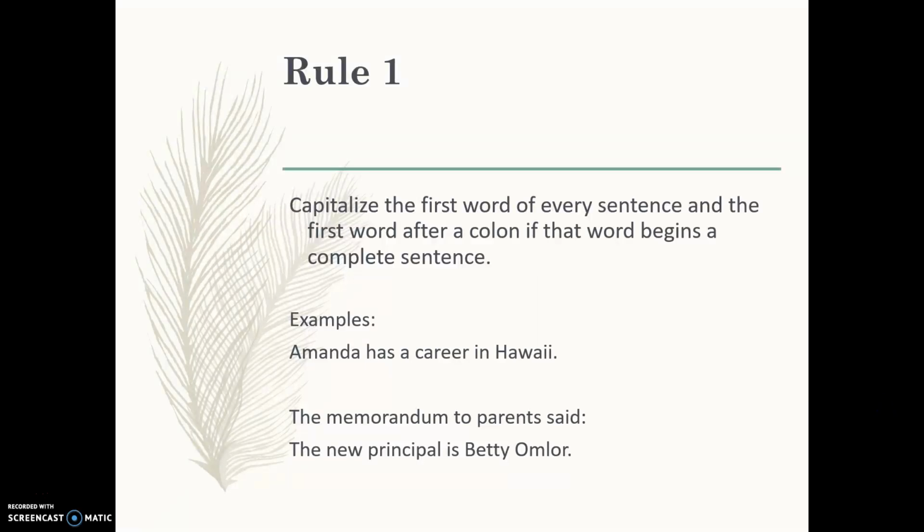Rule 1. Capitalize the first word of every sentence and the first word after a colon if that word begins a complete sentence. Examples. Amanda has a career in Hawaii. That's a complete sentence. The memorandum to parents said: The new principal is Betty Omler. Okay, after the colon, there is a complete sentence. The new principal is Betty Omler is a complete thought.